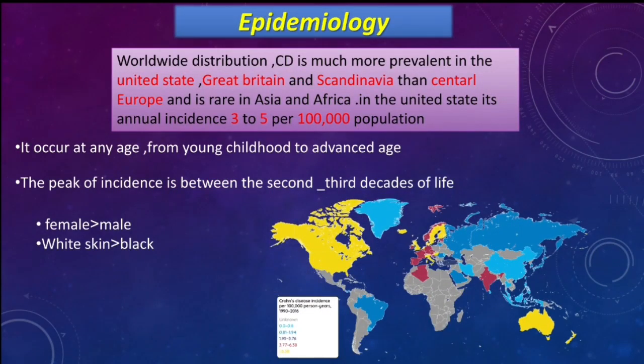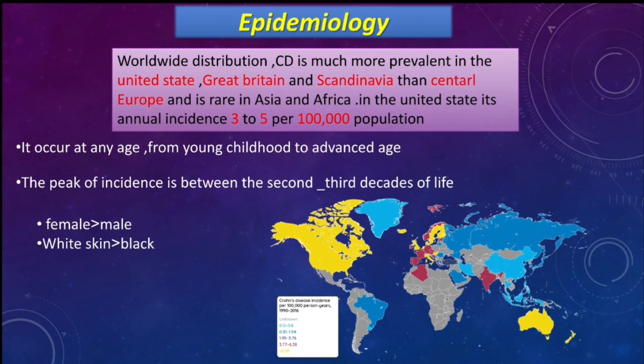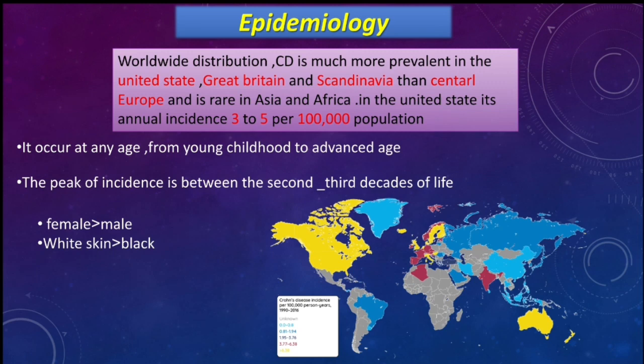So what about the epidemiology of this disease? It has a worldwide distribution. Crohn's disease is much more prevalent in the United States, Great Britain and Scandinavia than Central Europe, and is rare in Asia and Africa. In the United States, its annual incidence is 3 to 5 per 100,000 population. It occurs at any age from young childhood to advanced age, and the peak of the incidence is between the second and third decades of life. Females are slightly more affected than males, and white people are more affected than black.